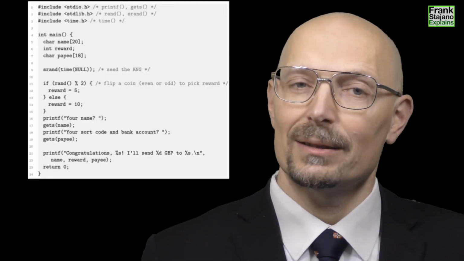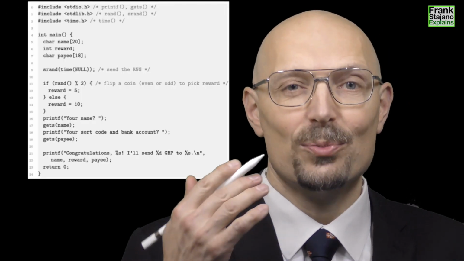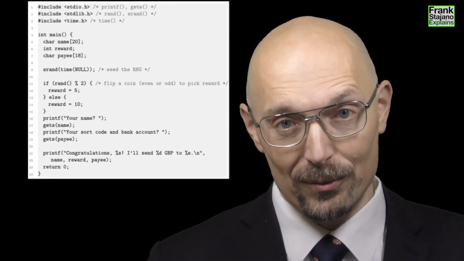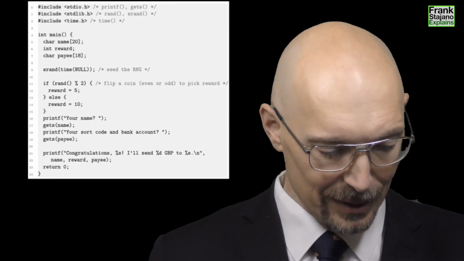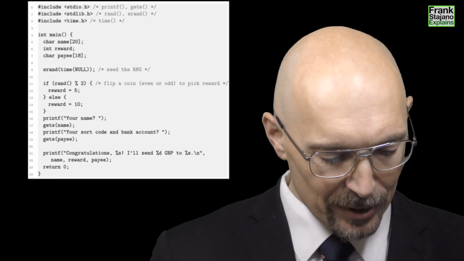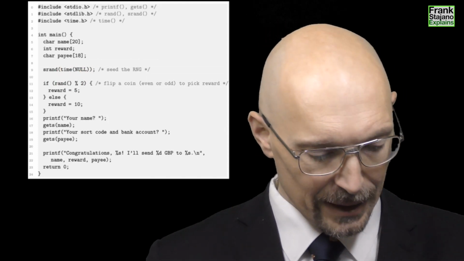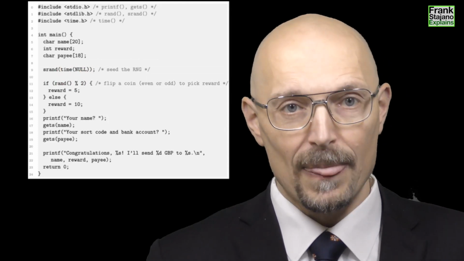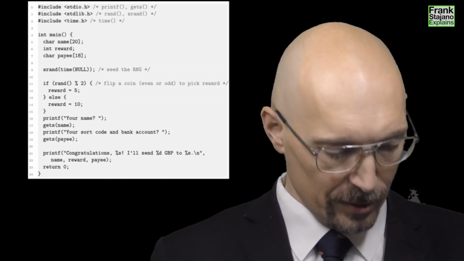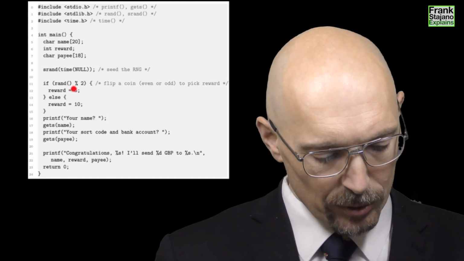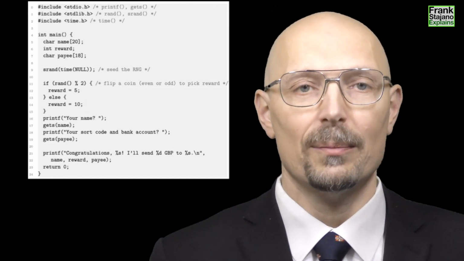So here's an example from stuff we're going to do later on in the course in greater detail. Imagine there is a program that, in its infinite kindness, sends you a present of either 5 or 10 pounds, depending on the flip of a coin. Here's the electronic version of flipping the coin. You just draw a random number and you check if it's even or odd. And if it's odd, then the reward is 5 pounds. If it's even, the reward is 10 pounds.